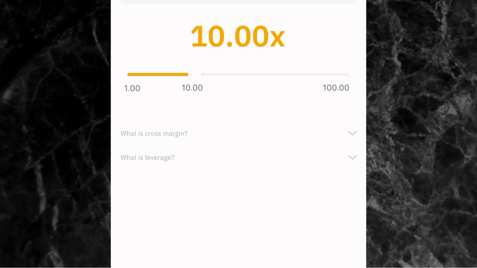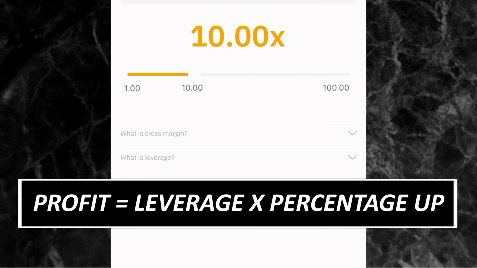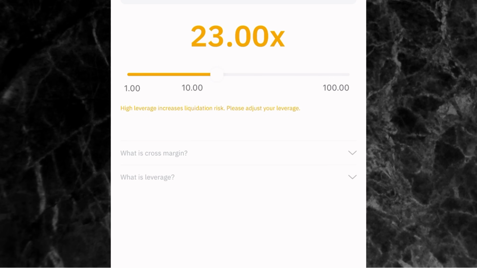So that means that with just very slight movement in the price, you are making huge profit because of the leverage you are using. And how did I calculate this? This means that your profit is equal to the leverage you are using multiplied by the percentage that the market has moved up. Let's say you are entering the trade with 20x leverage, and then the price of ETH moves up by 2%. That means that your profit for that trade will be 2 times 20, which is 40% profit.